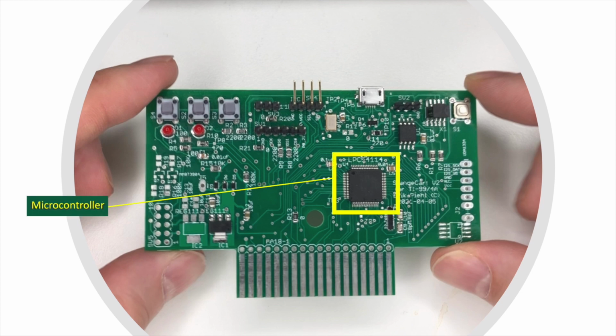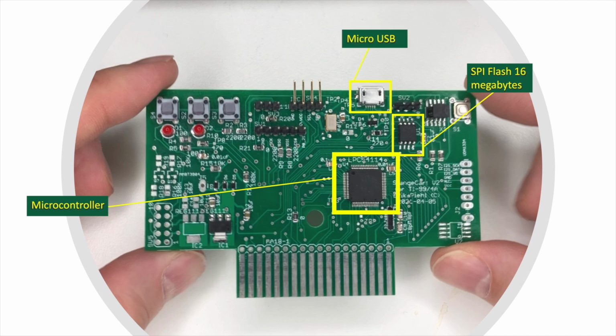We have the microcontroller, then there's an external SPI flash memory of 16 megabytes, which can be used to store cartridge images and other stuff. There's a micro USB connector, which is connected to the microcontroller. This can be used to update the firmware of the microcontroller, but also to access the menus that are being provided by the firmware. And also one can upload new cartridge images through the USB connection.